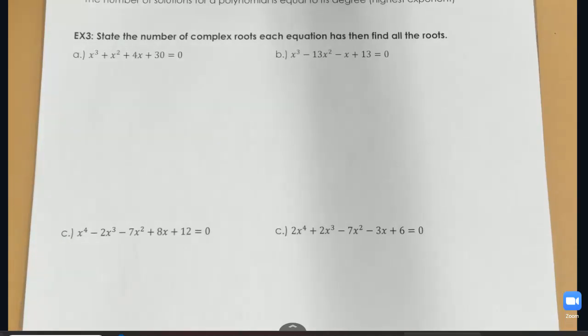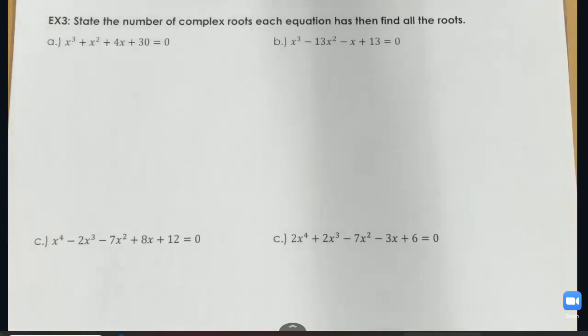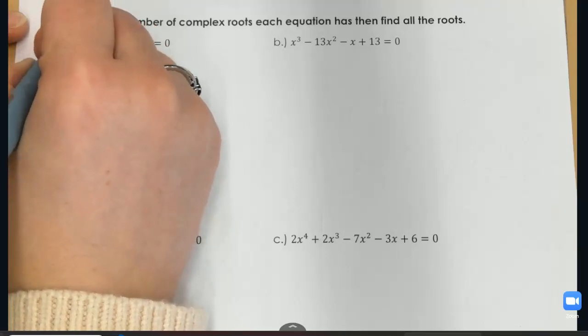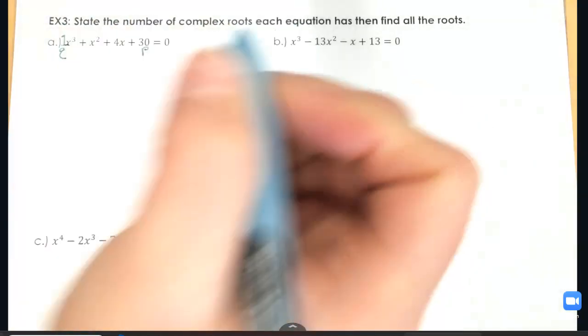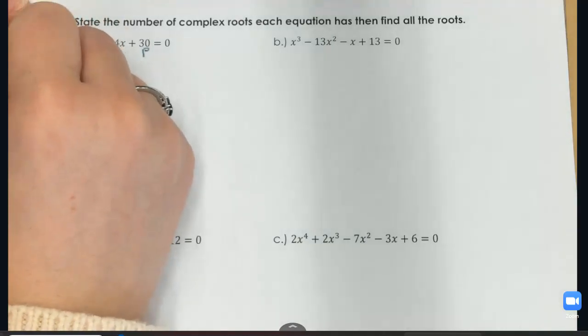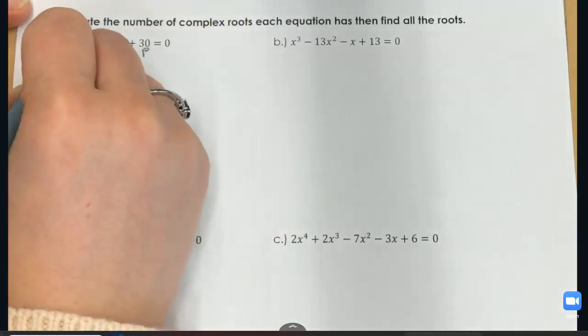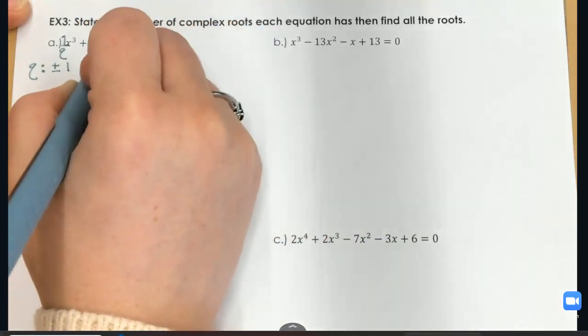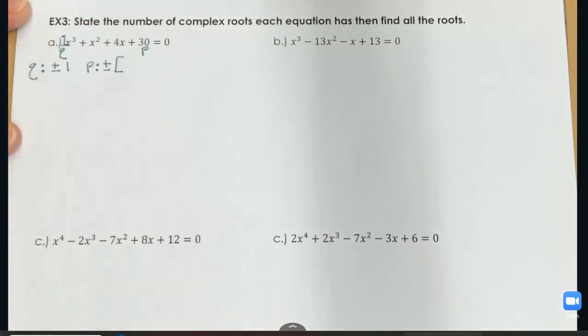The first thing we need to do is find all of our possible rational roots. So Q is 1, and P is 30. So if I go to state all of my possible factors of Q, that's just going to be plus or minus 1. And then all of my possible factors of P, again, they're all going to be plus or minus, but we have quite a bit here.